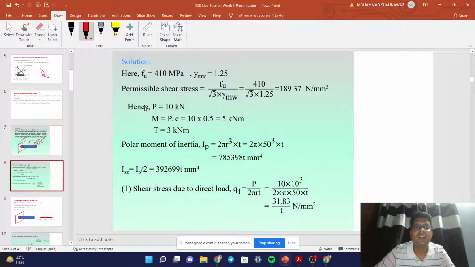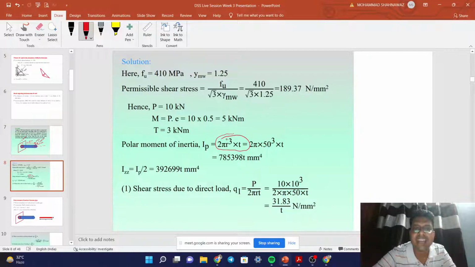Okay, so now you can see that P is the direct load which is acting on the pipe, 10 kilonewton. So the moment due to this load is P into e. The distance is reported as 0.5 meter. So 10 into 0.5 is 5 kilonewton meter, and one torque T is acting there which is 3 kilonewton meter. So polar moment of inertia IP is equal to 2 pi r cube into t, which is equal to 785398 t. So here was the doubt that the student was asking. So how is this coming?